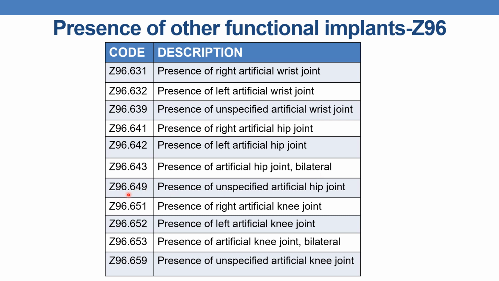The next code is Z96.649. It indicates presence of unspecified artificial hip joint. The next is Z96.651. It indicates presence of right artificial knee joint. 652 indicates left artificial knee joint, and 653 indicates presence of artificial knee joint, bilateral, and Z96.659 indicates presence of unspecified artificial knee joint.